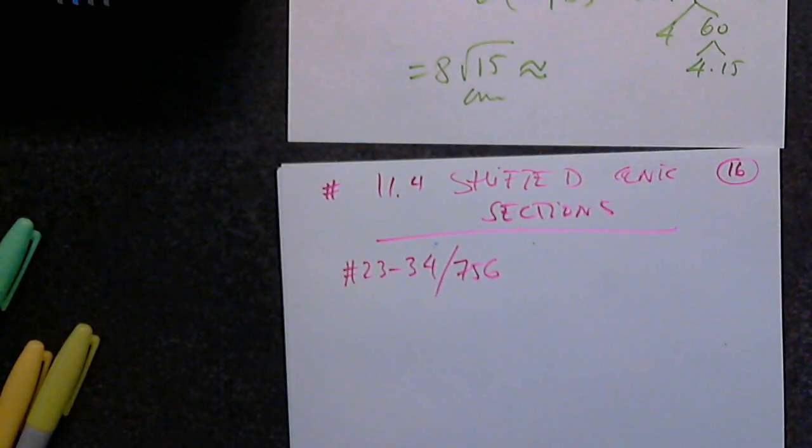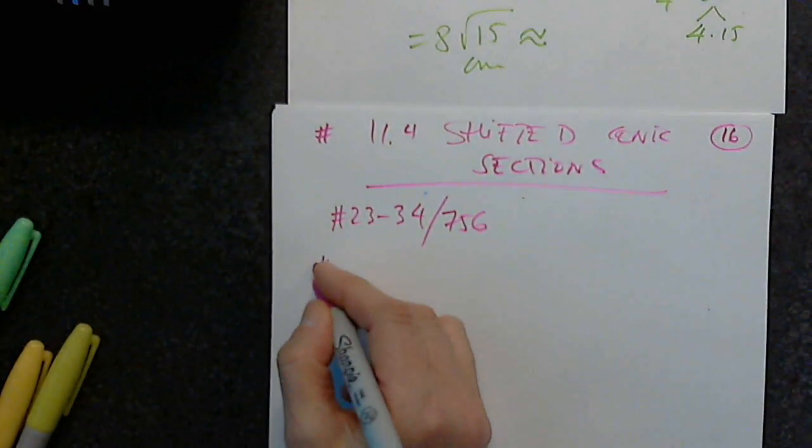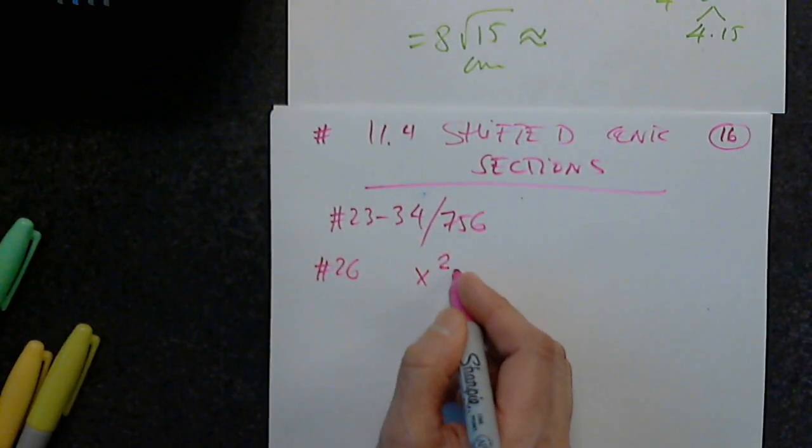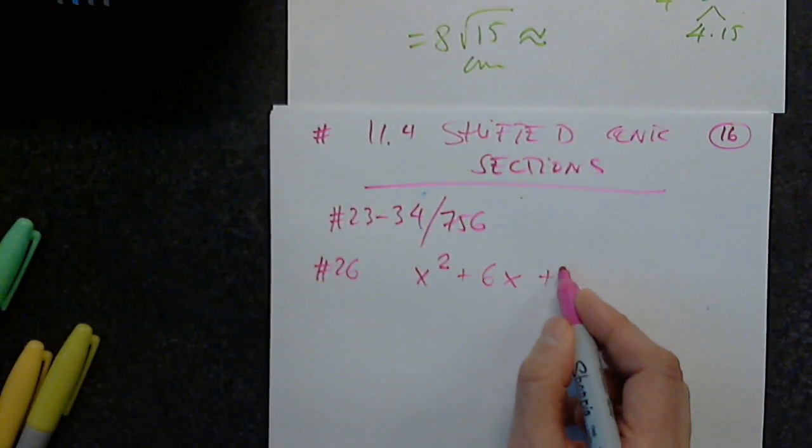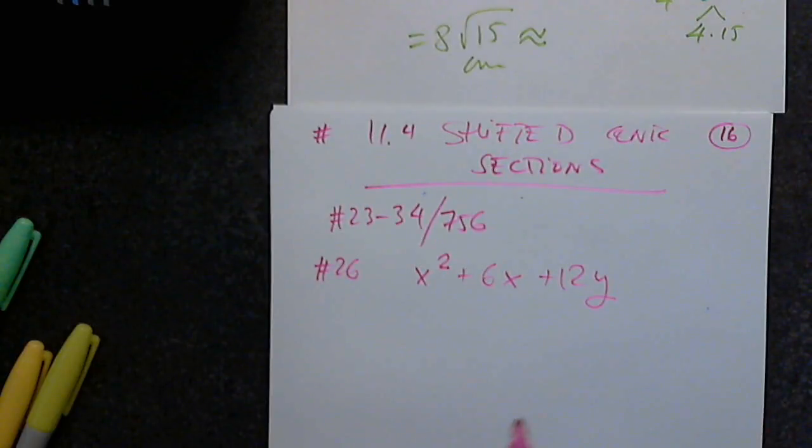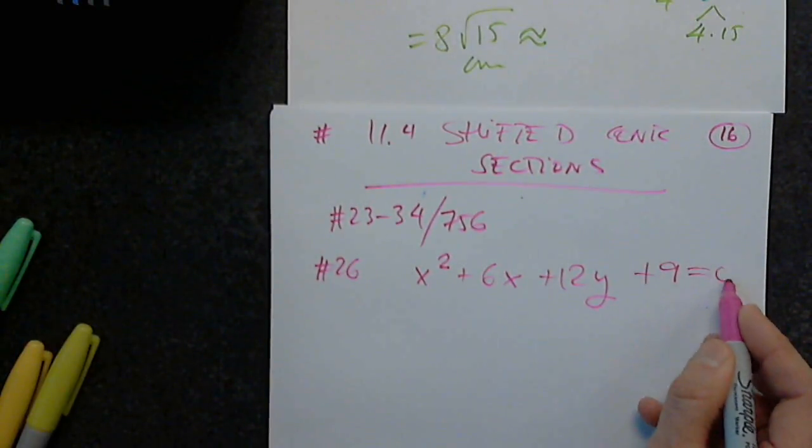23 through 34, anything you want. 26. Let's start with 26. Very good. x squared plus 6x plus 12y plus 9 equals 0.